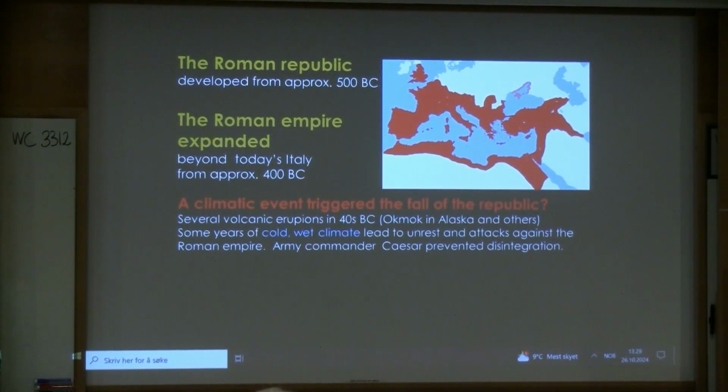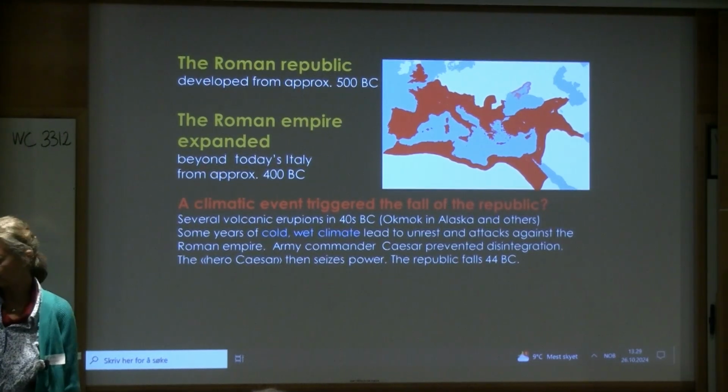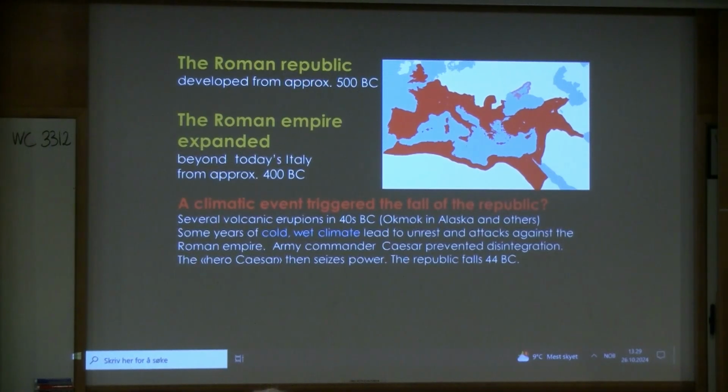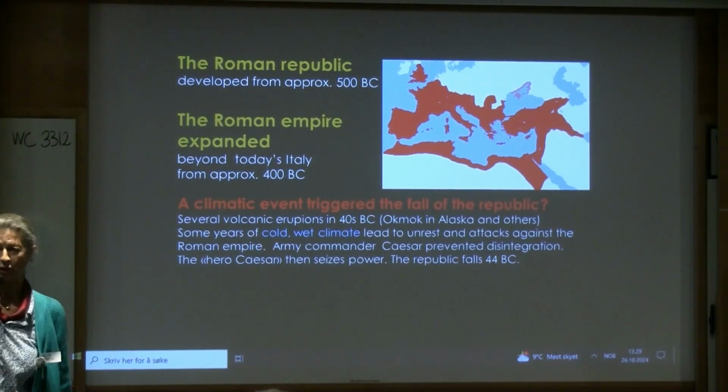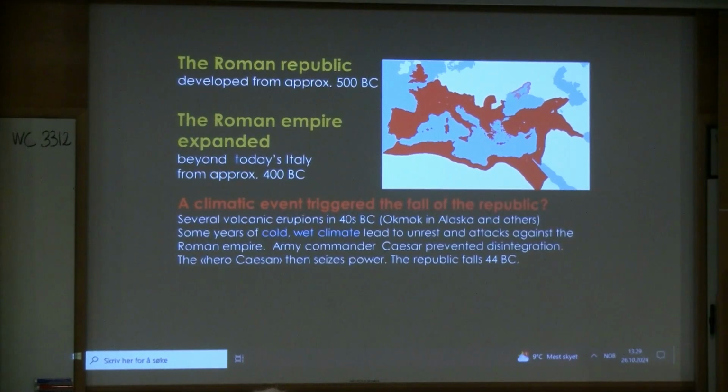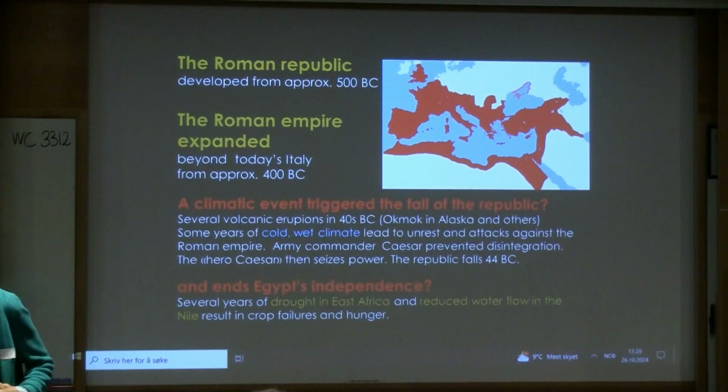But Rome had a great army commander, Caesar. So he managed to hold the attacks away and prevented the disintegration of the Roman Empire. He then returned to Rome as a hero, and he seized power, and the Republic fell in 44 BC. So that might have had climatic causes. Also, Egypt's independence ended after this event.